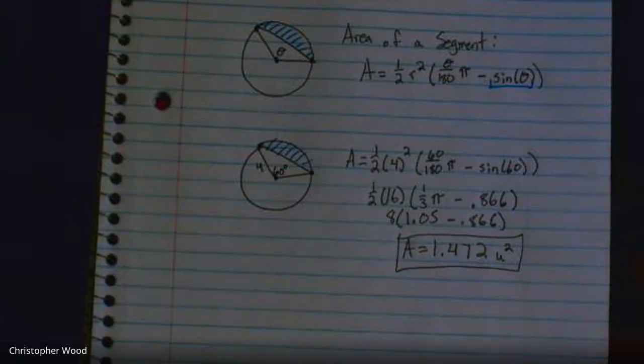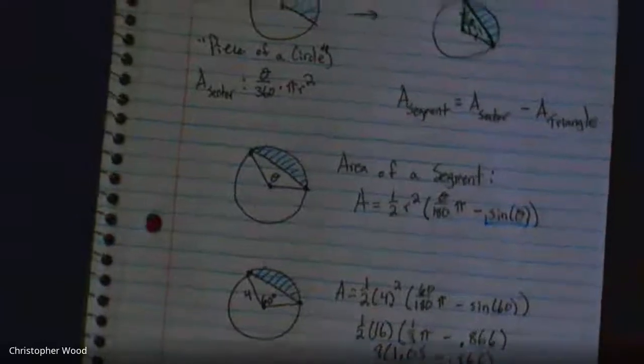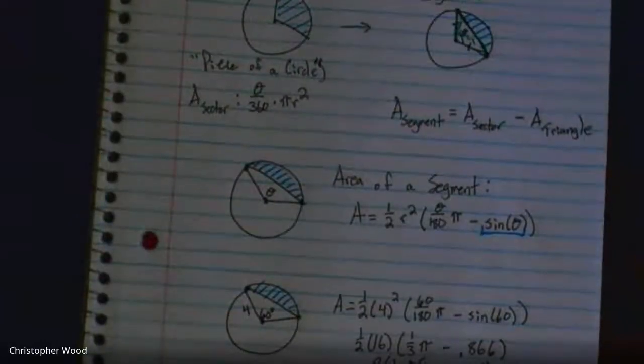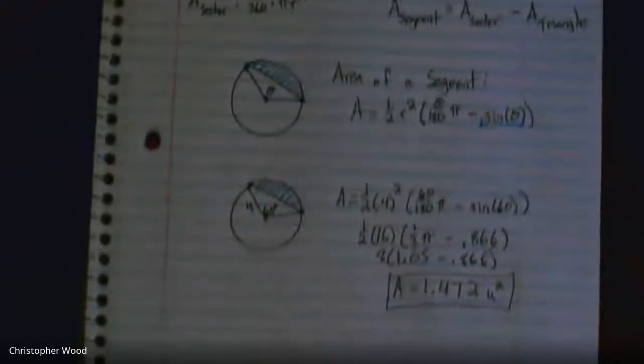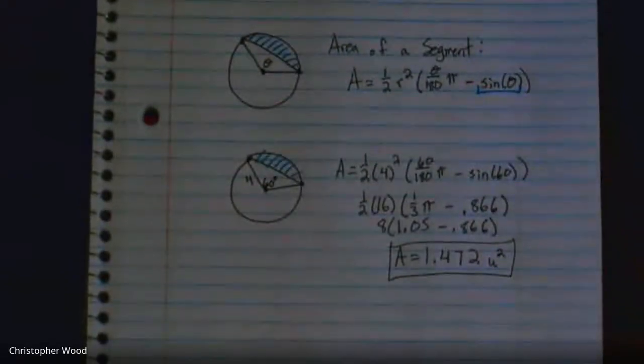So there's what a sector is, what a segment is, the difference, and how to find the area of both of those. And for part 2 of our video, we're going to talk about tangent lines. I'm going to break that up into a second video for us here. So check part 2 out. That's coming up just after this.